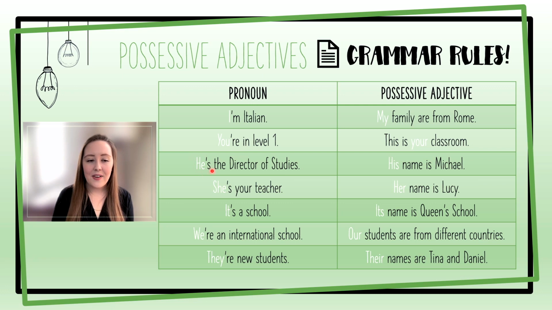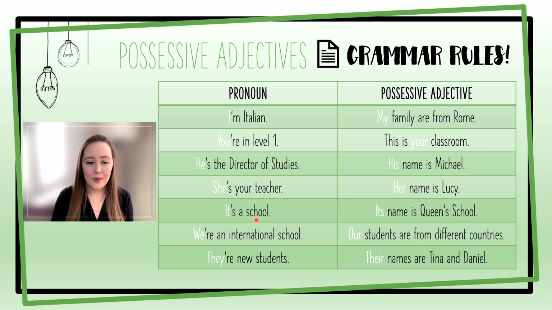And the possessive adjective for he is his. Remember, this is for boys. His name is Michael. Well done. And then the next one, the possessive adjective for she is her. Her name is Lucy. Good, well done.